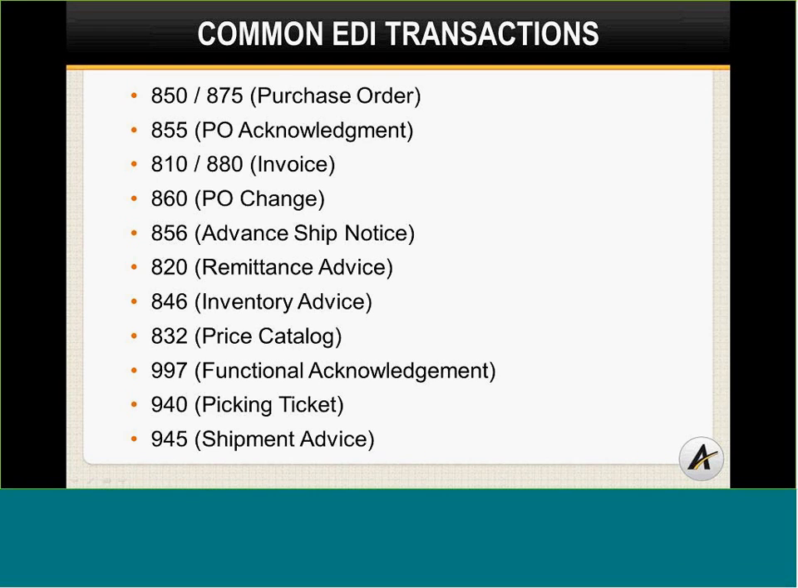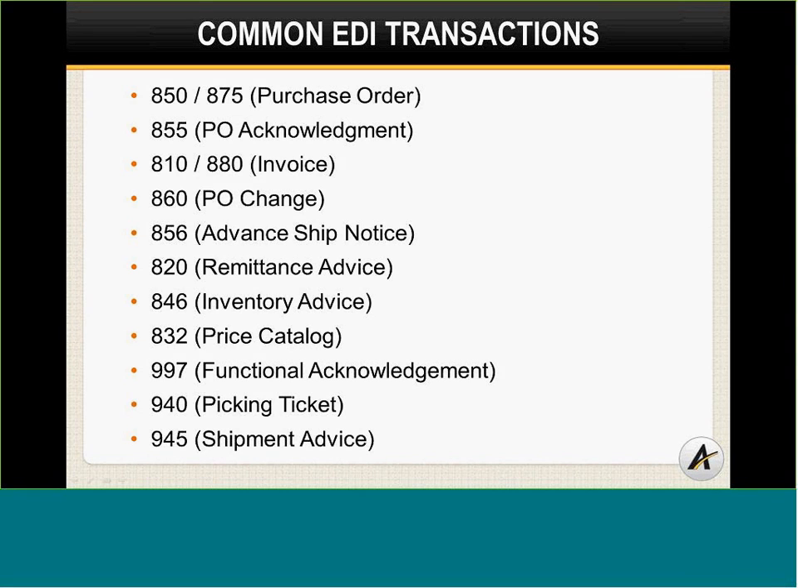So if you're doing those types of programs, or what I call click and mortar, then you're going to have to exchange that document. 832, that is a price catalog. That's what a lot of retailers use, more in healthcare, from my experience.